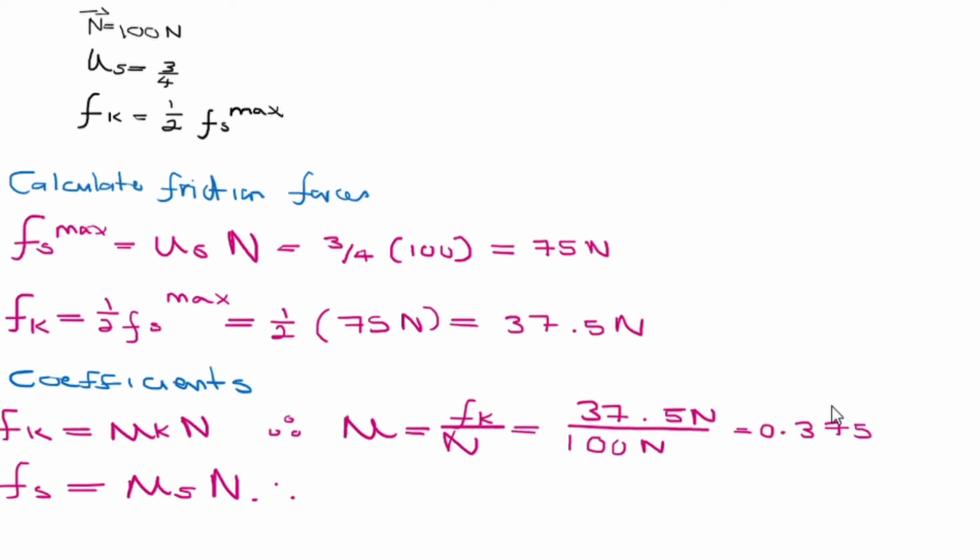Similarly, the static friction can be represented using the coefficient and the normal force. If you rearrange this to make the static friction subject of the formula, we should get static friction force over the normal force, and we calculated this to be 75 newtons, hence over 100 newtons. This should give you 0.75, and it's unitless. I hope that makes sense.